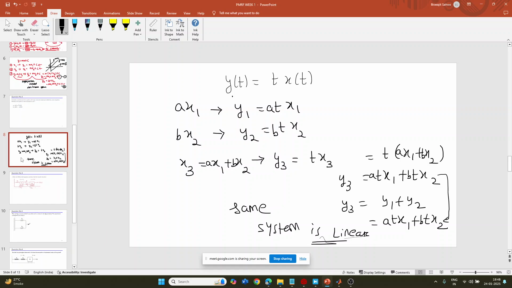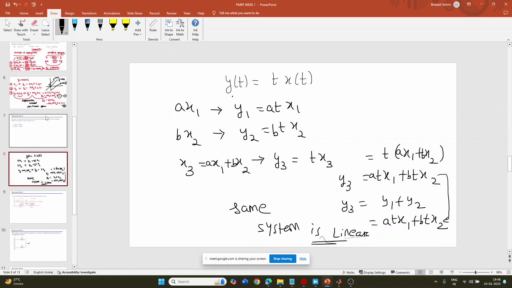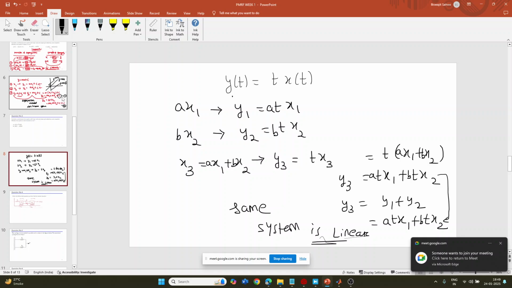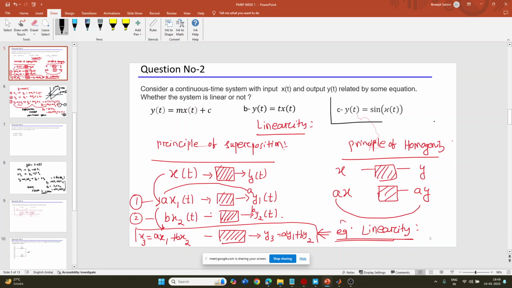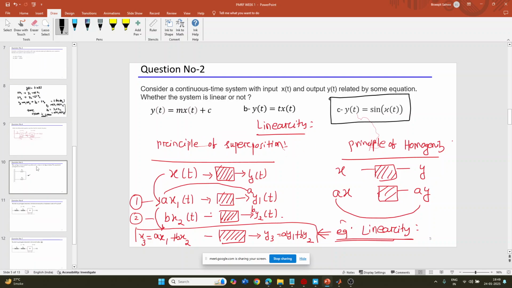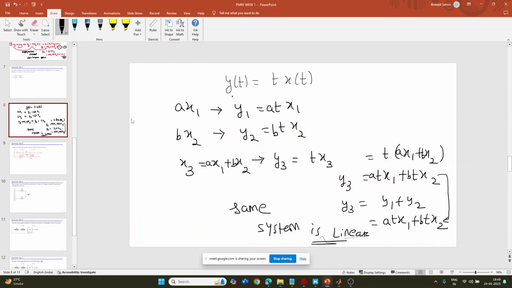Okay, if this question is clear, let us move on. Another question I have: sine x of t. Everybody please do it by yourself. y of t equals sine x of t. This is the last question on linear and nonlinear systems. Just remember the question. I just want to create some blank pages.